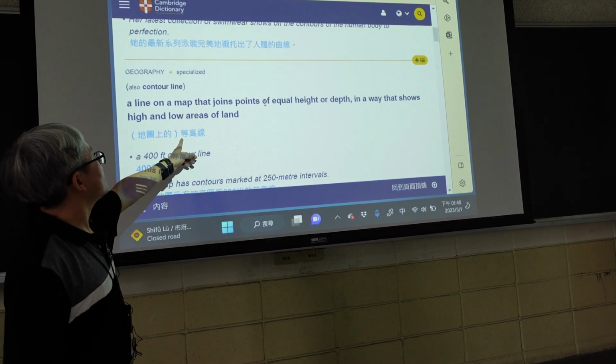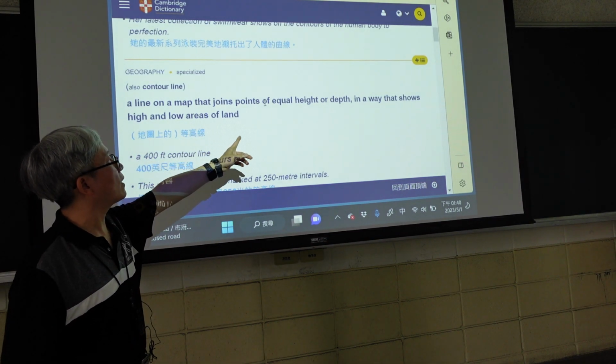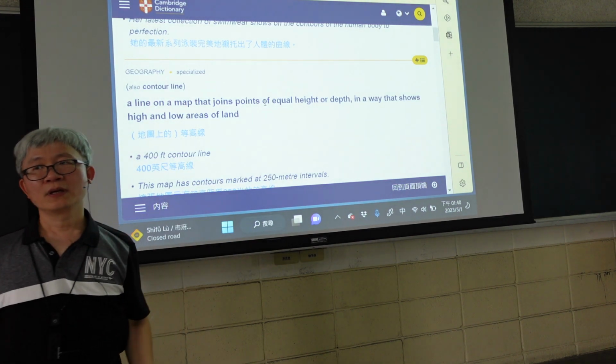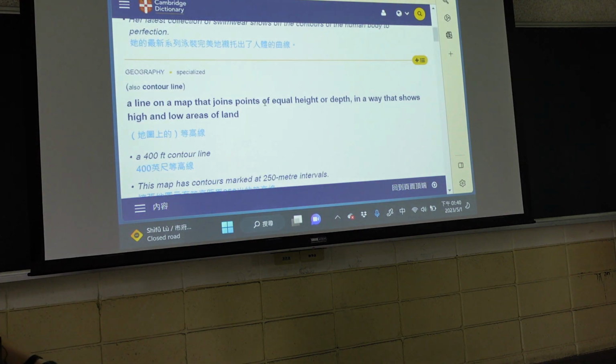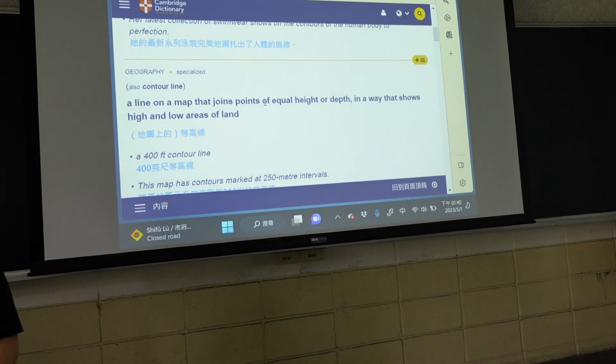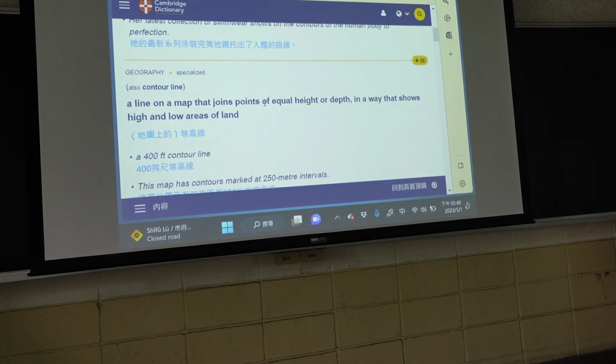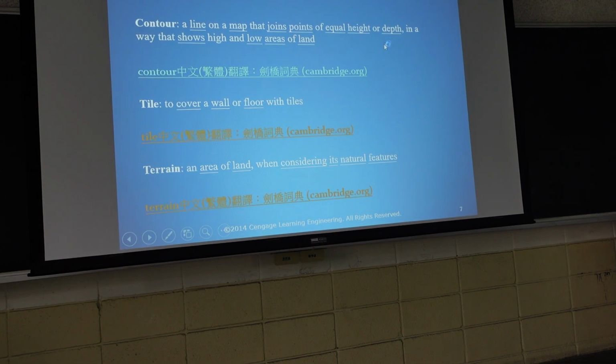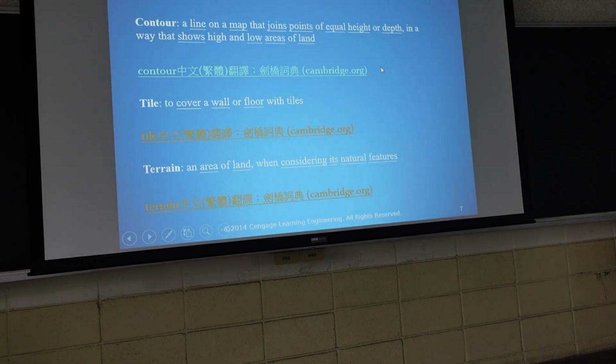A line on a map that joins points of equal height or depth. Okay, so I think we have the English explanation, and also we have the Chinese characters directly. Once you've seen these, you can understand the meaning of the keyword, right? Okay, just a review. I try to highlight these and also the other two, because it takes time. So let me skip the remaining two hyperlinks. Of course, this is a hyperlink from the Cambridge Dictionary.